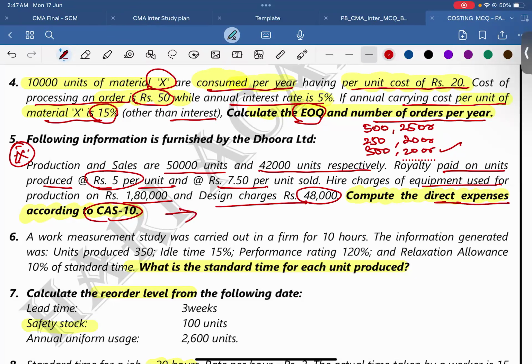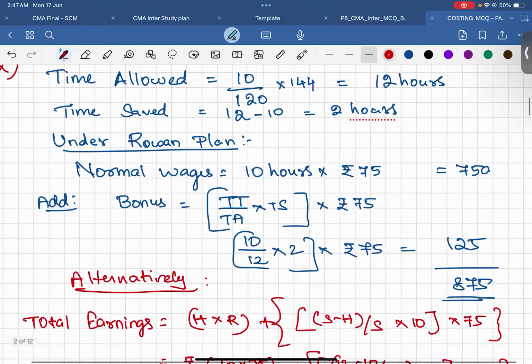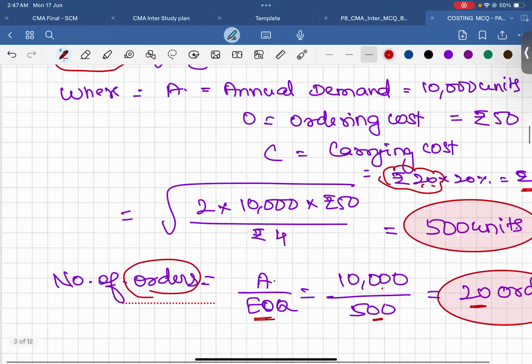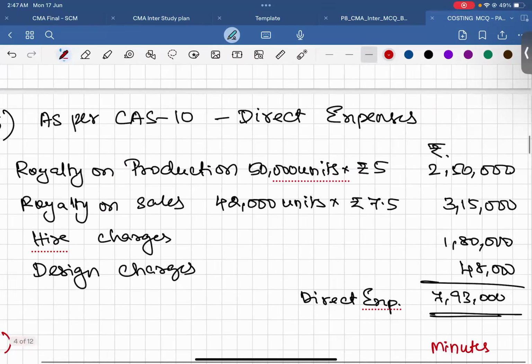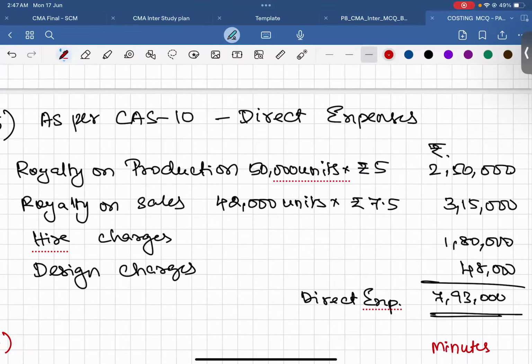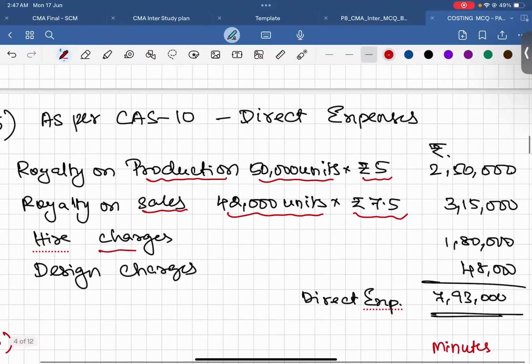So Cost 10 they are asking. So what you can do, basically, Cost 10 is a direct expense, which is directly related to the cost of that product. So we will take royalty on production, 50,000 units into rupees 5, and royalty on sales, 42,000 units into rupees 7.5. Hiring charges, design charges. Mostly in CA Inter level, and if I want to tell one more step further, in CMA Final level also, they are going to test you on this cost.